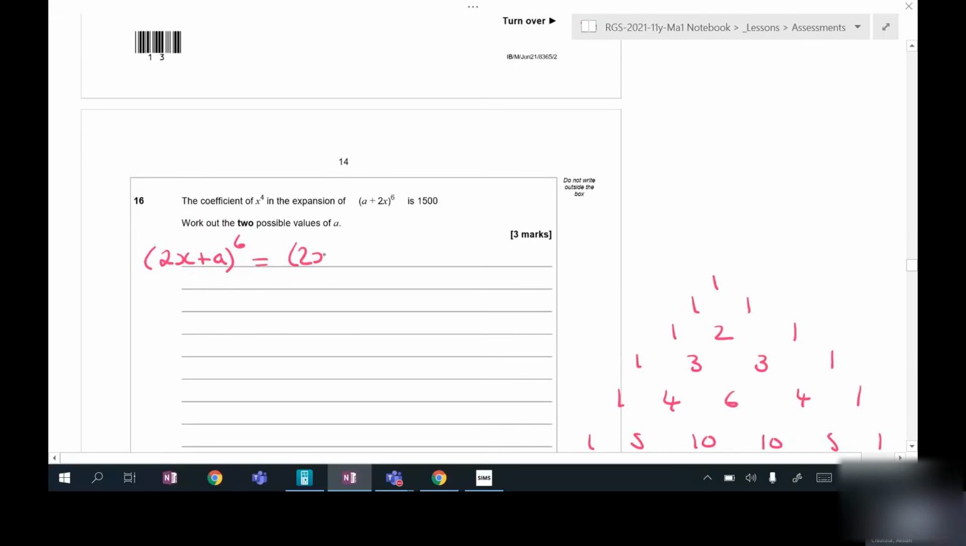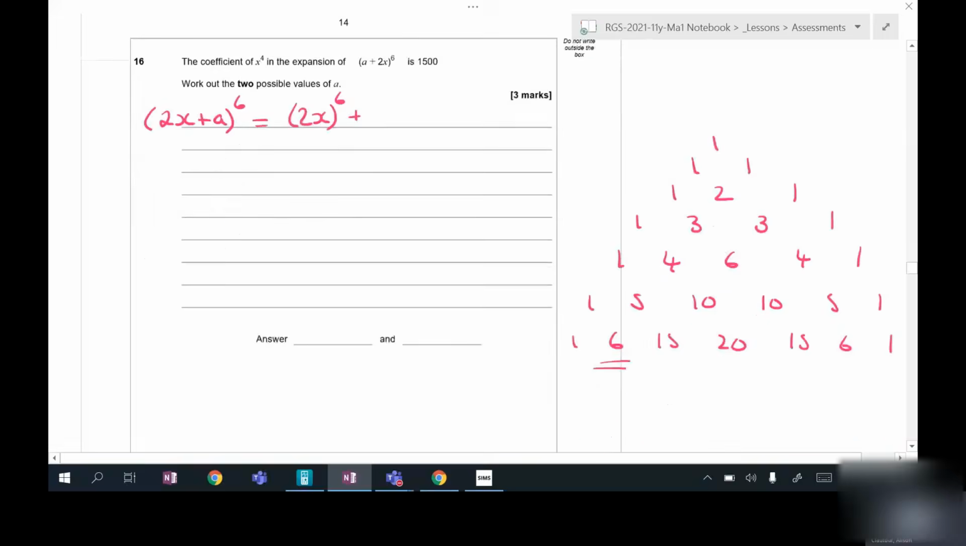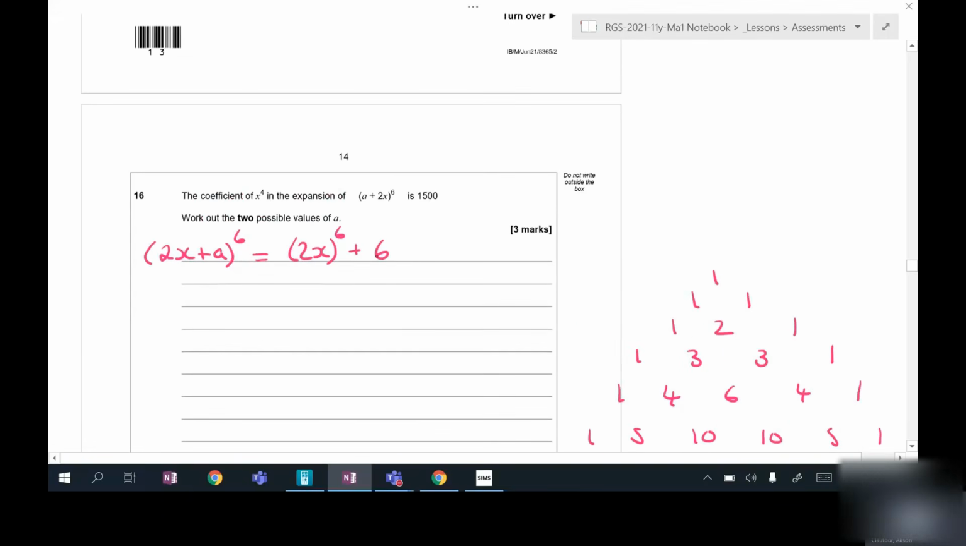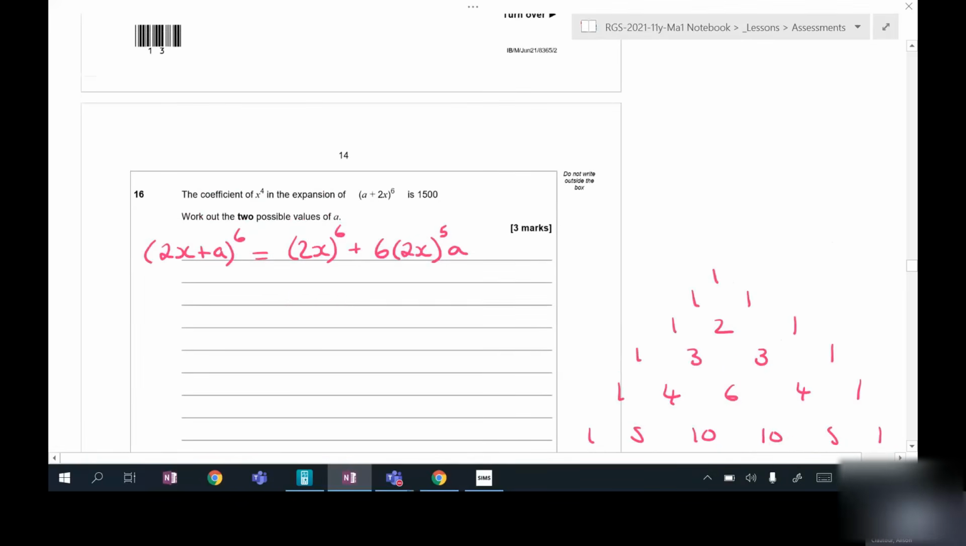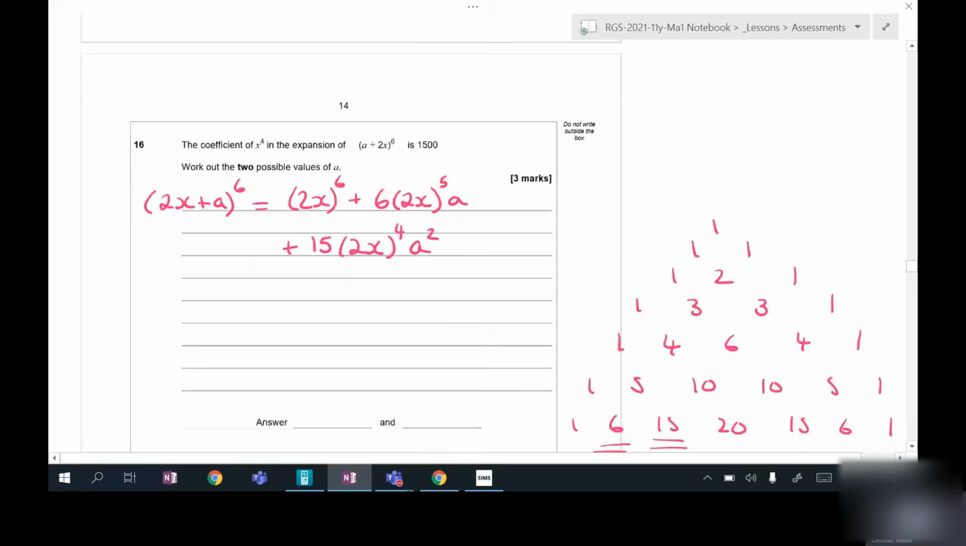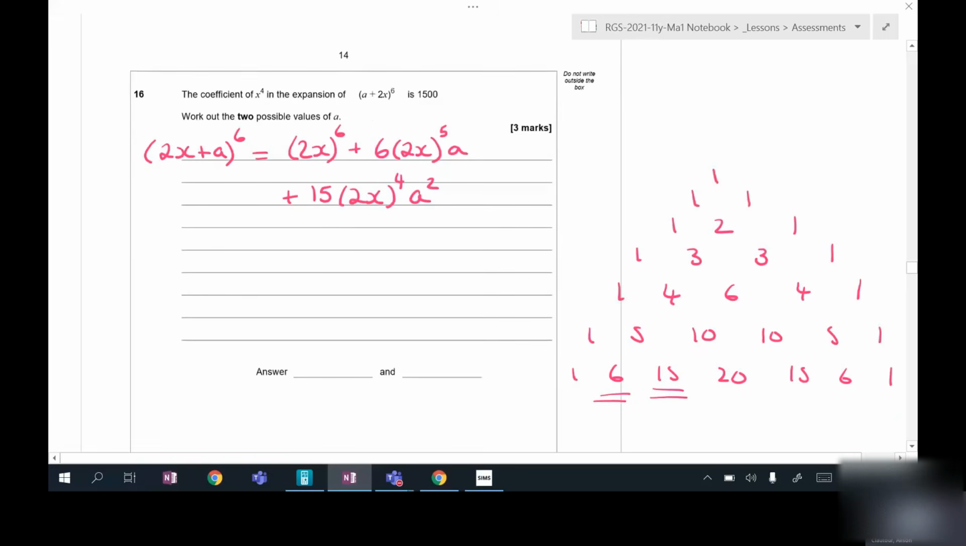Okay, so I'm going to get my first term to the power of 6. Then I've got in Pascal's triangle 6. And the powers of 2x are going to go down, while the powers of a are going to go up. My next coefficient is 15. This would be to the power of 4, the powers are going down, and the powers of a are going up. So you can see why I switched around the 2x and the a, because I was trying to get to 2x to the power of 4. I know it'd be quicker if I started decreasing the powers rather than increasing. So this is a term we're interested in.